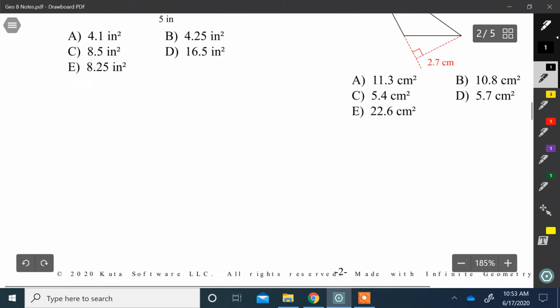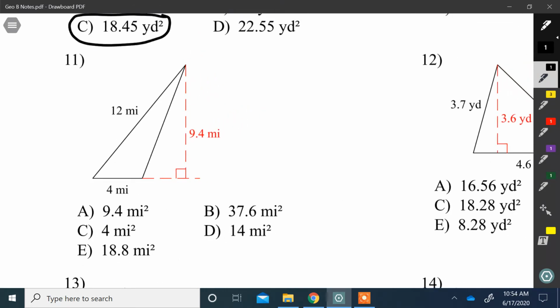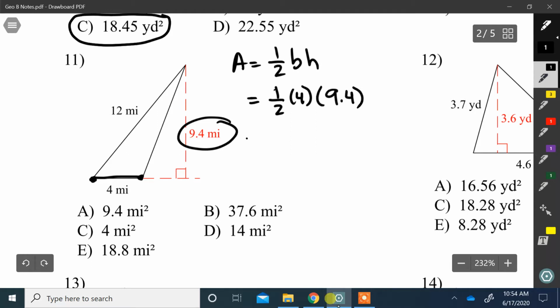All right. We also have rectangles. Not rectangles. I'm sorry, guys. We have triangles here that are very easy because we already know the area of a triangle is half times the base times the height. We just have to identify what's the base and what's the height. The base in this case will be 4. Okay, and the height in this case, they're giving it to you here, is 9.4.